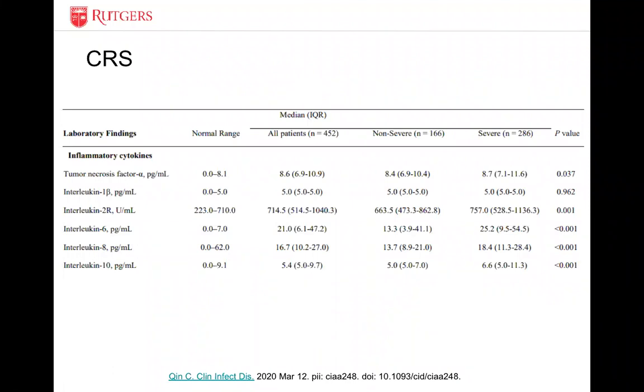And this is a retrospective review from China looking at interleukin levels that were elevated in patients with non-severe versus severe COVID-19 infections. And as you can see, TNF-alpha, IL-6, IL-8, and IL-10, as well as IL-2, were all significantly elevated compared to non-severe patients. Of these cytokines, IL-6 is one potentially that we can try to reverse with tocilizumab.